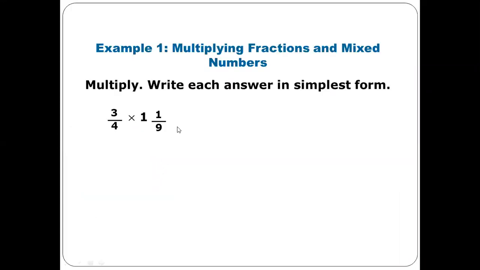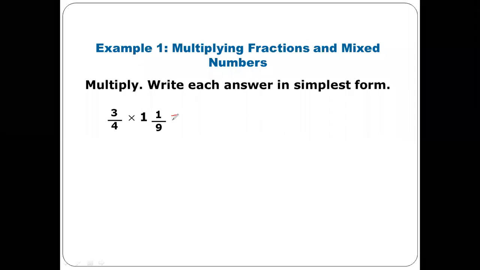Example 1. Multiplying fractions and mixed numbers. As a first step, we keep the fraction as it is and we change the mixed number into an improper fraction. That is 3 out of 4. 9 times 1 is 9, plus 1, 10 out of 9.